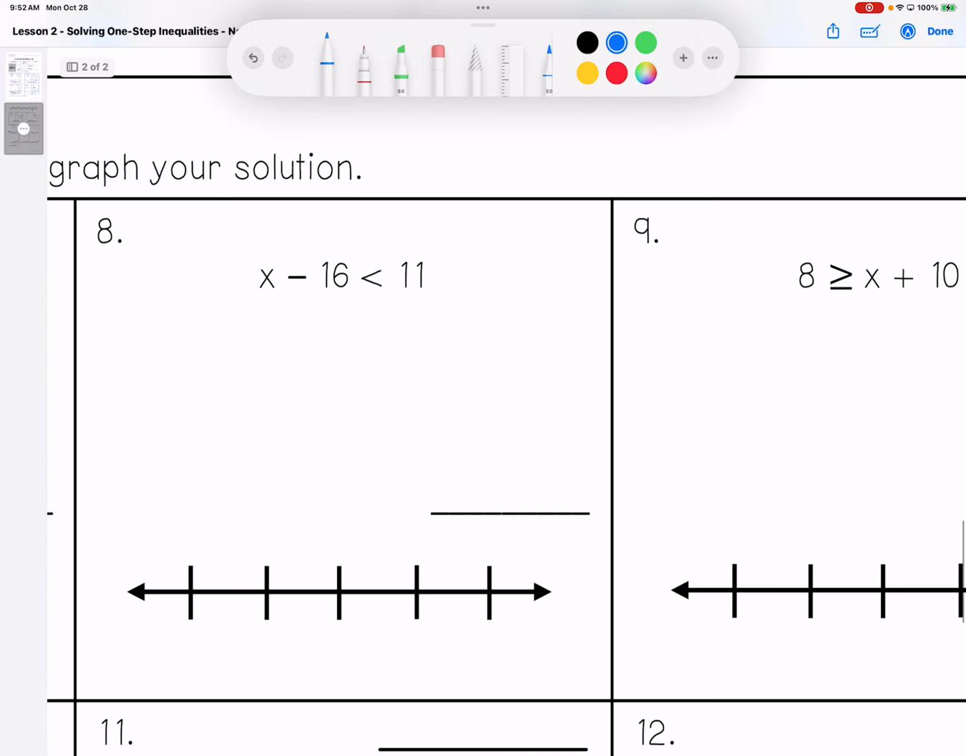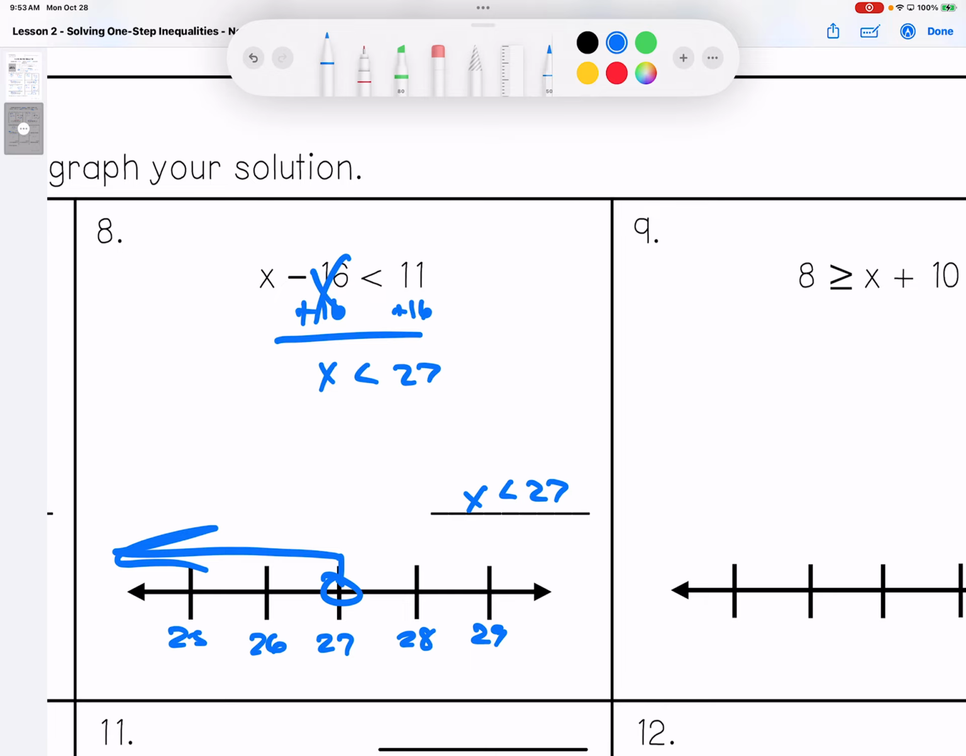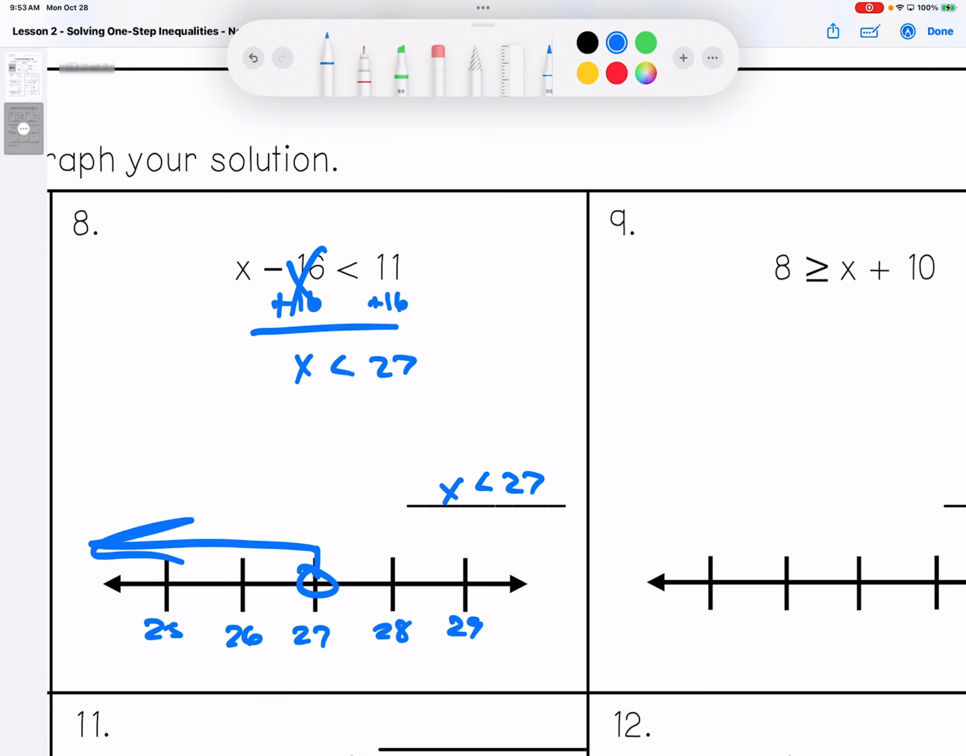Number 8, we're going to add 16 to both sides. I'm left with x is less than 27. Open dot on 27. And it is going to go less than, so it's going to be to the left. How do I know which direction it points? Well, if the variable is on the left, then you can just go with the arrow, and it's pointing to the left. But the variable has to be on the left to do that.